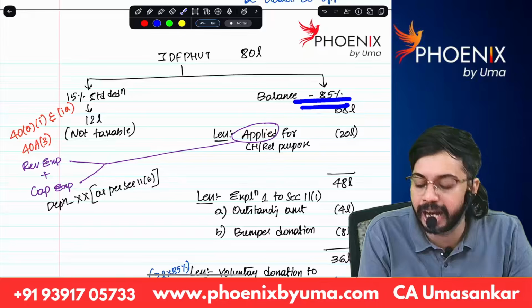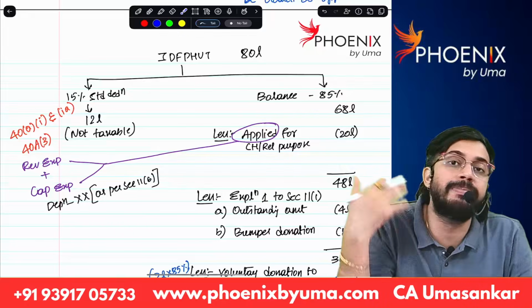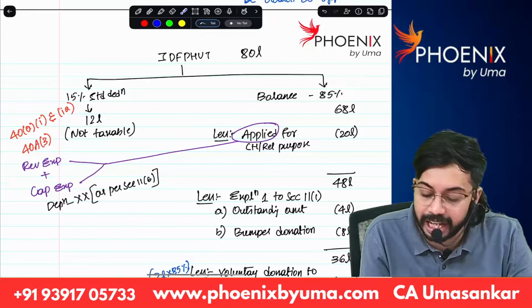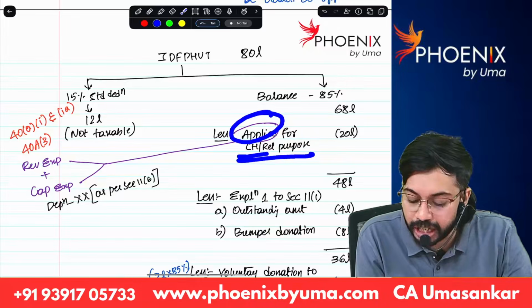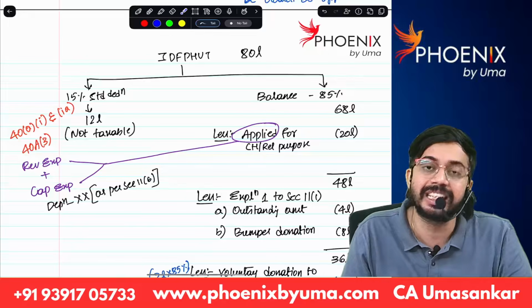Out of the remaining 85%, whatever amount you spent for the objects of the trust, that you have applied for the objects of the trust, is allowed as deduction. So the amount spent for charitable or religious purposes is treated as applied.